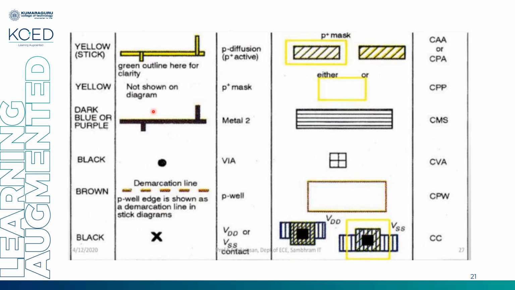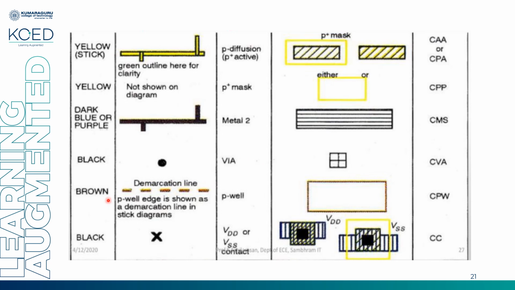Dark blue or purple is metal 2. Metal 2 is actually violet color; it is not seen properly here. And a black dot for via, and this can be used for layout. A via is used between two layers: if you want to connect two or more adjacent layers, since there will be many metal layers, then depending upon the necessity I can go for a via. That is nothing but a black dot again.